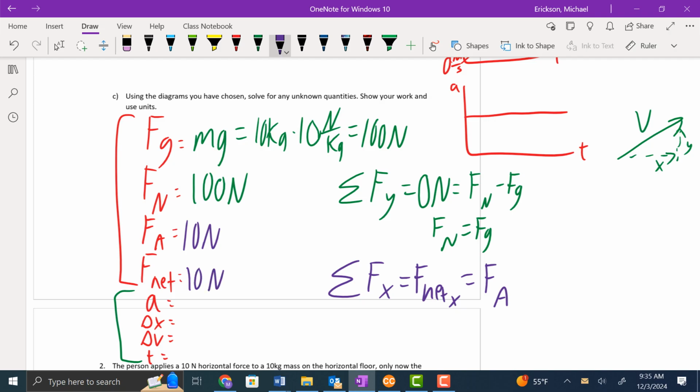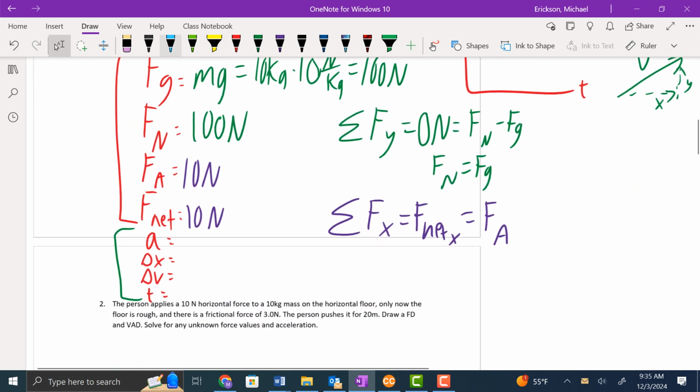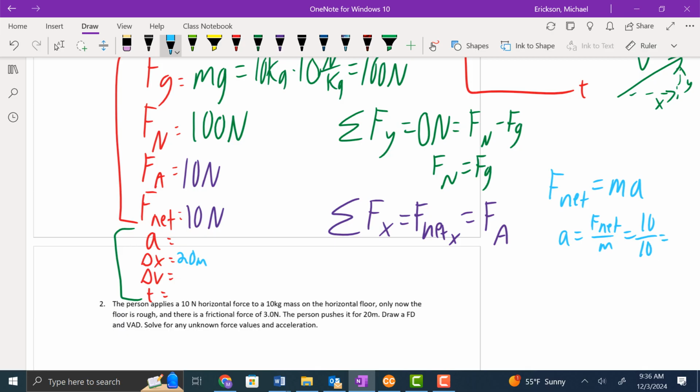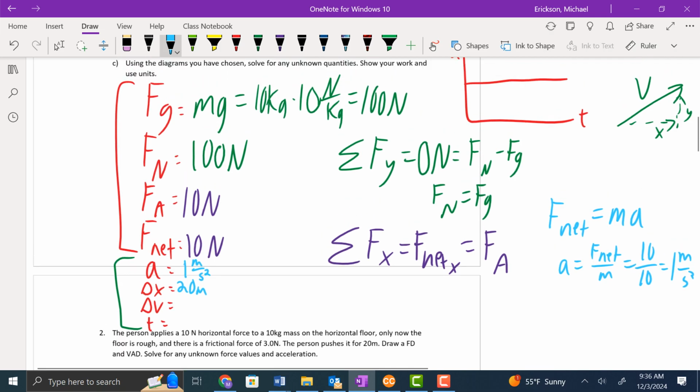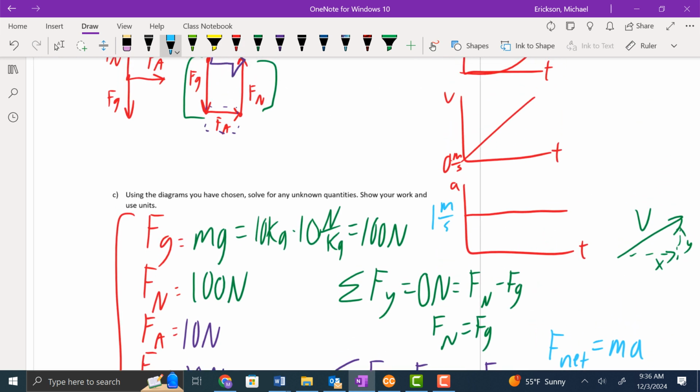Kinematically, let's try to solve these. Do I have any of this info? They give me 20 meters, so I know that delta x is 20 meters. Let's see if I can solve for a. The thing that links forces and kinematics is F net equals ma. So a is equal to F net over m, which is 10 over 10, so 1 meters per second squared. Then we'll solve for delta v. Let me go back to my graphs here. This is 1 meters per second squared.